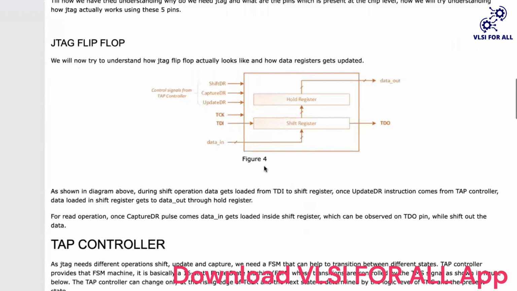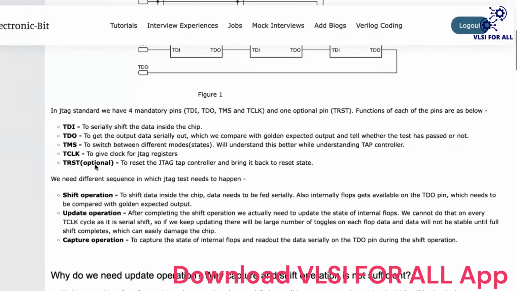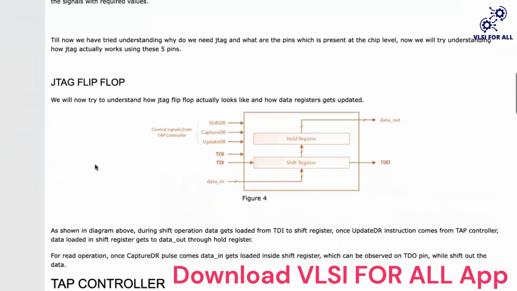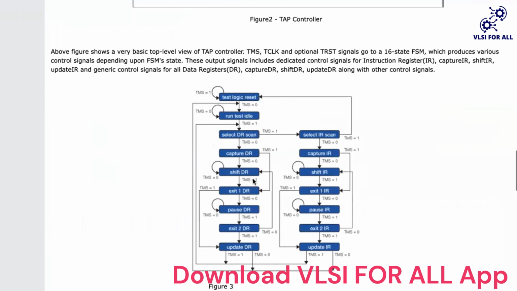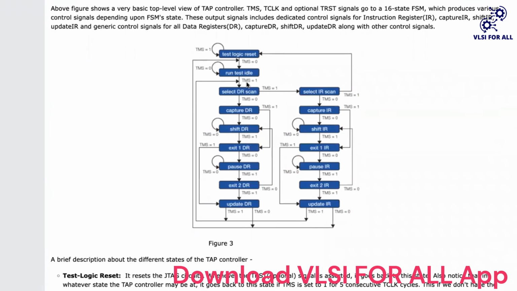One thing that is left in this lecture is this answer: why is TRST optional? Why is TRST not a mandatory pin? That is because if you see the design of this TAP controller, it is designed in such a way that if you give TMS equals 1 for 5 consecutive cycles, it will automatically come to test reset logic. You can be in any state. Whenever you give TMS equals 1 for 5 consecutive cycles, it will always come to this test reset logic. That is the beauty of this design.